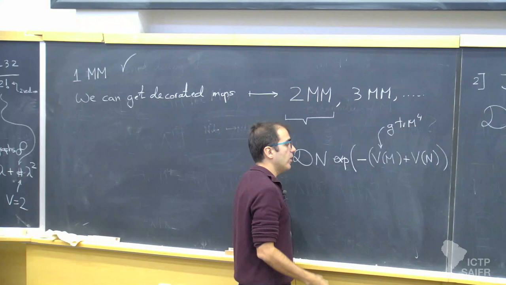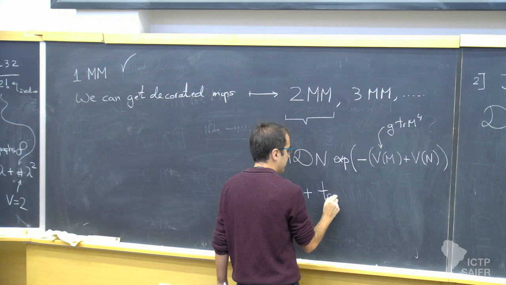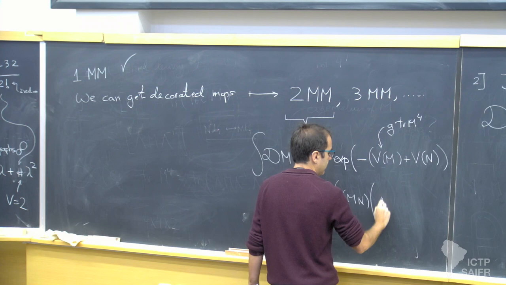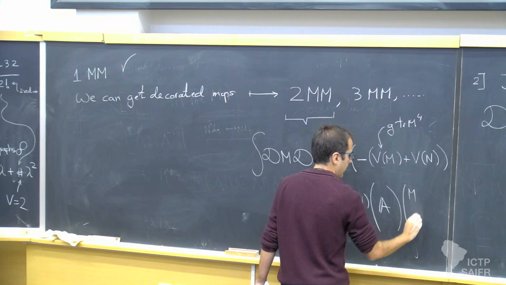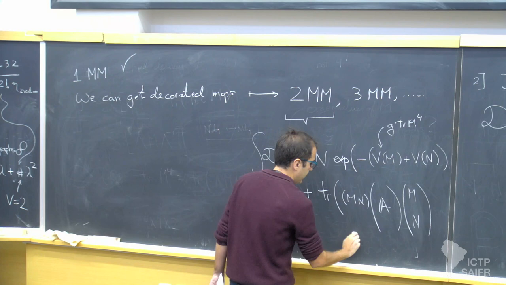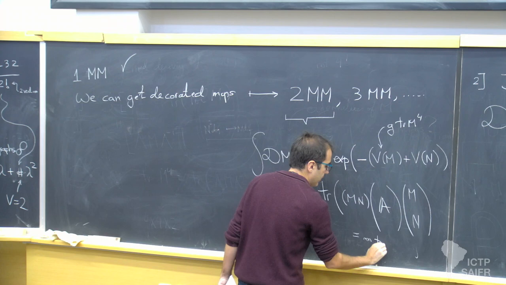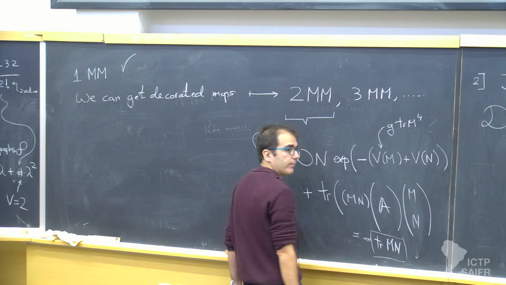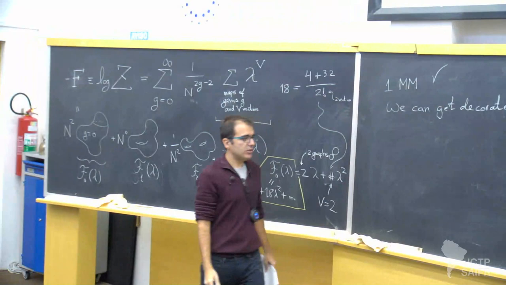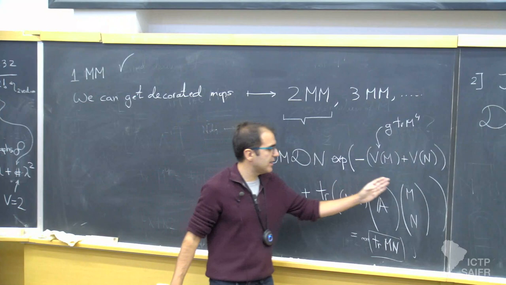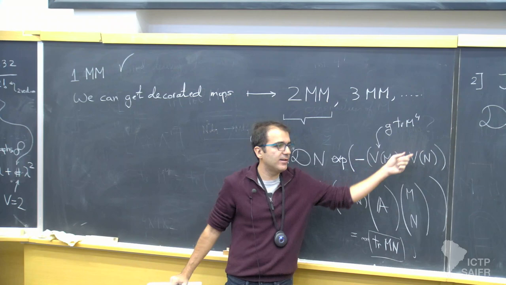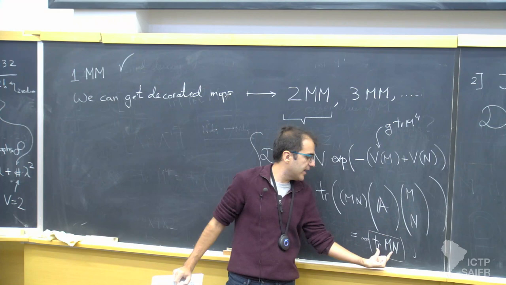And what about the kinetic term? Well, the kinetic term, we could do something like for the colors. We could say it's trace of M N, some 2 by 2 matrix A, and then M N. That would be equal to M square, N square, but in particular there would be a term, trace of M times N. You see that without loss of generality, I could say that the kinetic term is trace of M times N, because the ones which are M squared and N squared, I can put them in V. So what's interesting is that I have potential for M, potential for N, and then a coupling between M and N, which is trace of M times N.